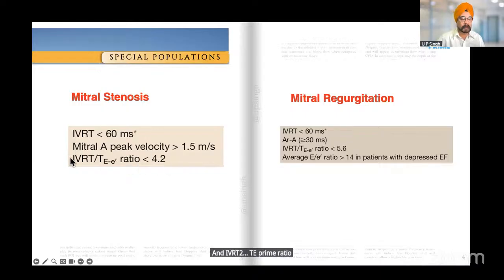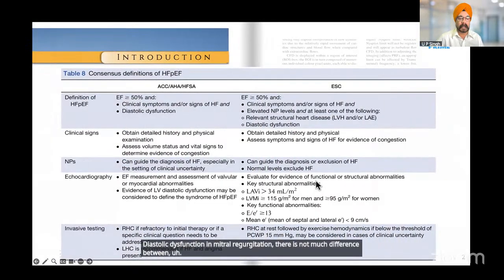the IVRT to E prime ratio is the most important parameter for diastolic dysfunction. In mitral regurgitation, there is not much difference from the regular guidelines.